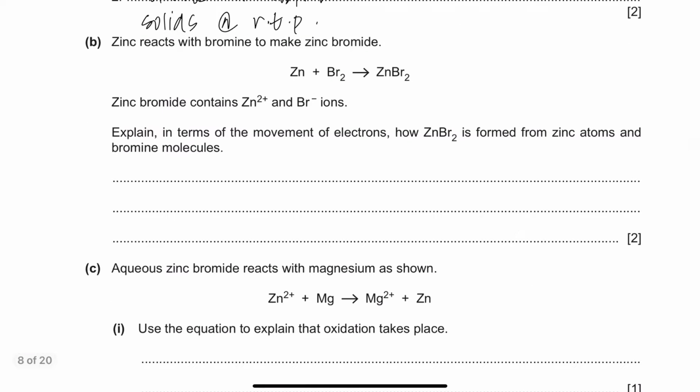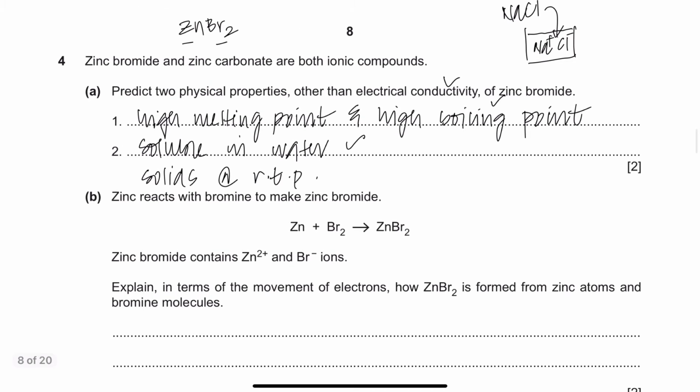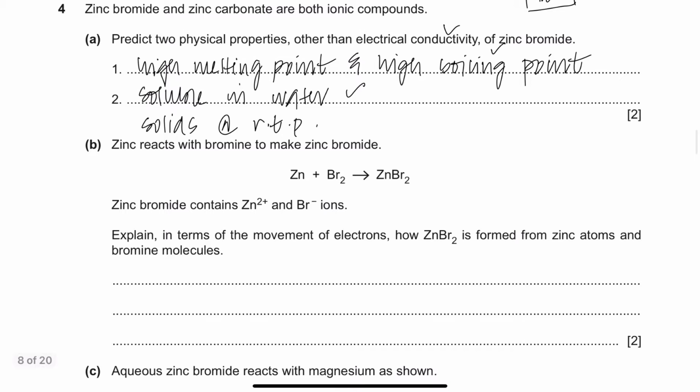Now zinc reacts with bromine to make zinc bromide, and zinc bromide contains zinc 2 plus and Br minus ions. Now explain in terms of the movement of electrons how zinc bromide is formed from zinc atoms and bromine molecules. Tell me guys, what is the question actually asking you? Come on. It's talking about the movement of electrons. So it's basically asking how the ionic compound zinc bromide is formed. How is an ionic compound formed? Zinc is a metal, bromine is a non metal.